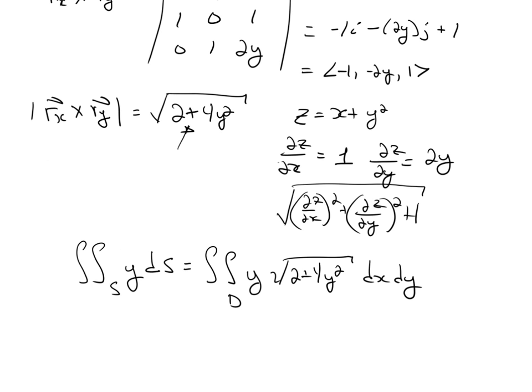So I'm going to remove this. Go 0 to 1, 0 to 2. There are no x's here, so the antiderivative will be x times this. 0 to 1 is just going to give me this back. So there's really nothing to even mess with. I can simply say this is equal to the integral from 0 to 2 of y times the square root of 2 plus 4y squared dy, which is obviously a very easy integral to take.